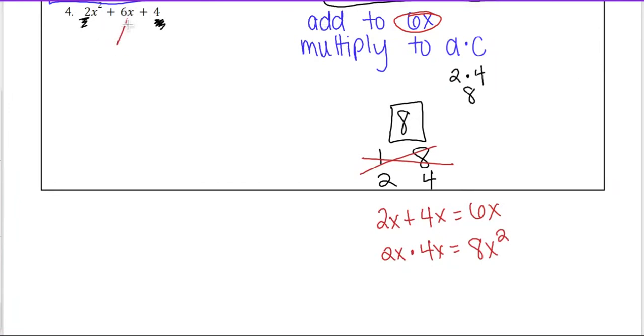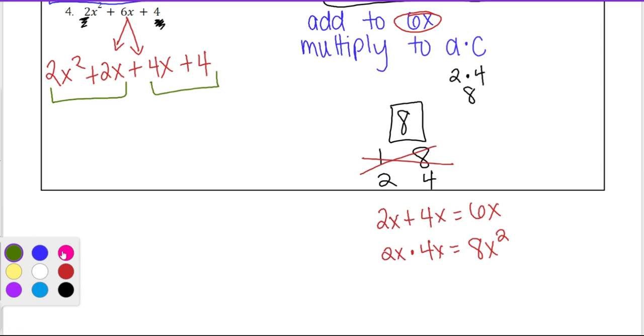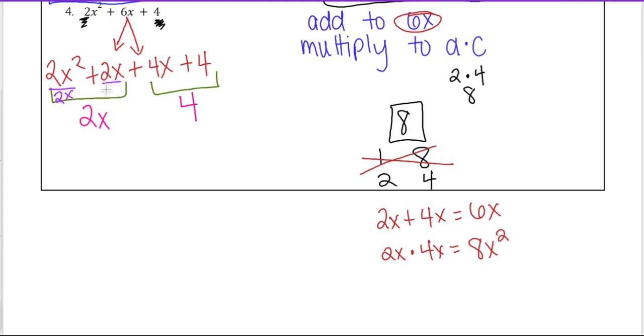So what we do is we break that 6x into two terms, leave the 2x squared at the beginning, leave the plus 4 at the end, and we have our 2x and our 4x. Again, it doesn't matter which order you put them in, 2x and 4x or 4x and 2x. Then we factor by grouping by looking at the first two and then the last two. The GCF of the first pair is going to be 2x. The GCF of the second pair is going to be 4. At that point, we divide each of these by 2x, and we'll divide each of these by 4.